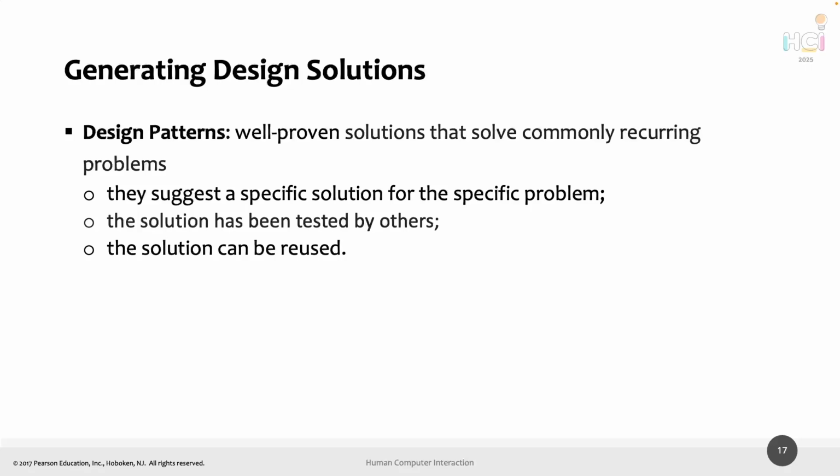So there is a problem, and in addition, it's a common problem, so it happens multiple times. And there is a solution for that problem that has been demonstrated in the past by other designers. That is a well-proven solution, so why not reuse it? Design patterns suggest a specific solution for the problem. The solution has been tested by others, and this solution can be reused. We, as designers, shouldn't reinvent the wheel, right? So the main advantage is reusing things.